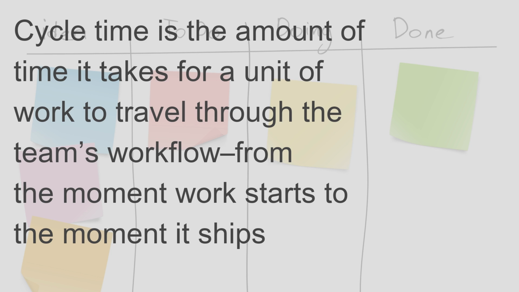Shortened time cycles. Cycle time is a key metric for Kanban teams. Cycle time is the amount of time it takes for a unit of work to travel through the team's workflow, from the moment work starts to the moment it ships. By optimizing cycle time, the team can confidently forecast the delivery of future work.